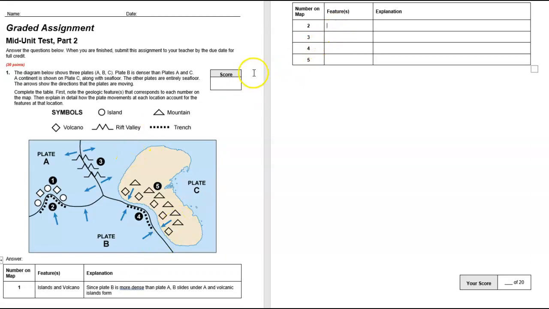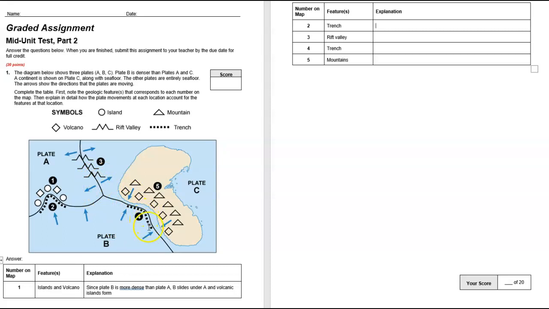Over here for feature number 2, we see these squares, and those represent trenches. So you write in trench. Feature 3 are these little jagged spots, and it tells us that that is a rift valley. 4 is, again, another trench. And 5 represents this range of mountains. So in your explanation, you just need to explain how, if the plates are moving together like they do here, if the plates are moving apart.